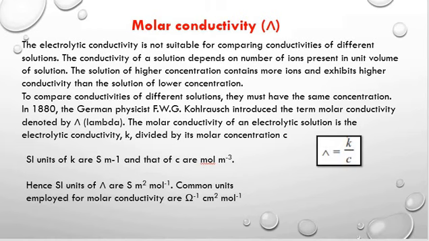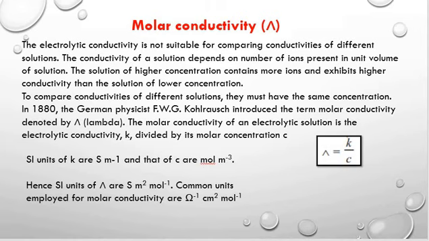The solutions which have a high number of ions or high concentration have higher conductivity than the solutions which have lower concentration or a low number of ions. So, if we are comparing conductivities of two different solutions, we should take the same concentration of the two different solutions.